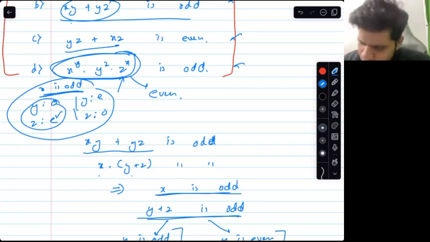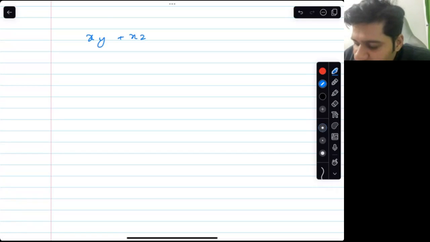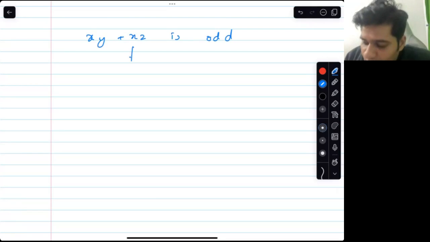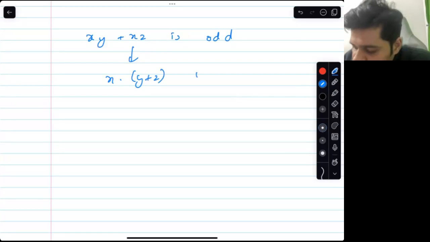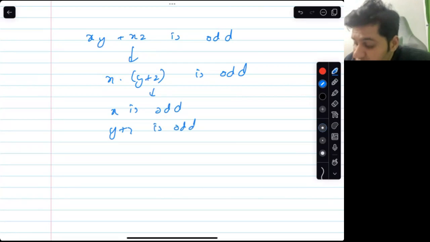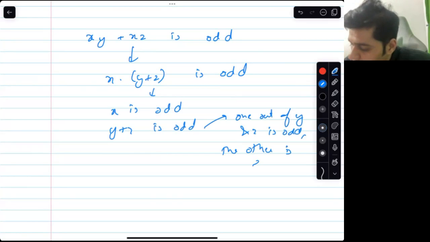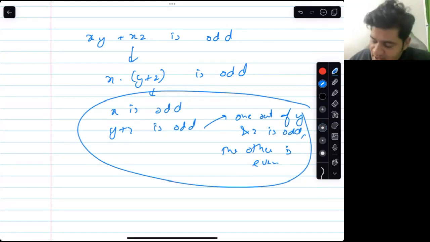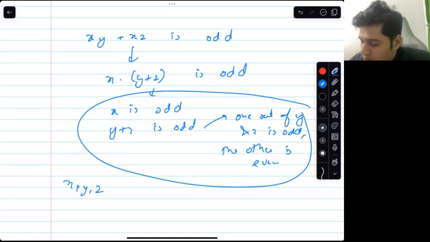Let me again summarize it for you and it will become easy. So what was given to us? xy plus xz is odd. Okay. Implied x into y plus z is odd. Implied x is odd and y plus z is odd. Y plus z is odd implies one out of y and z is odd, the other one is even. So I can summarize this as x, y, z: two are odd, one is even.